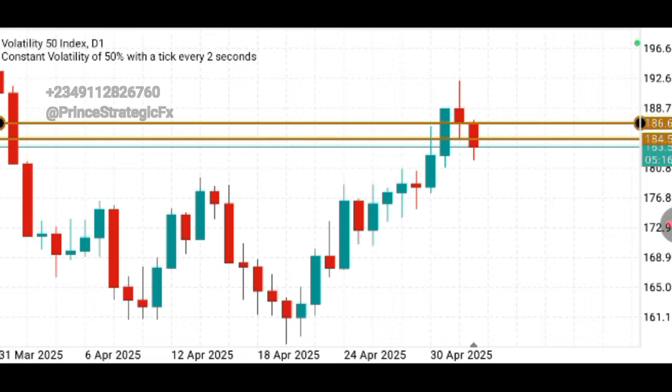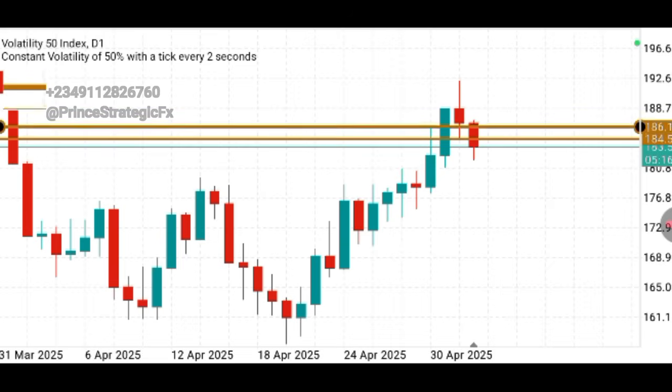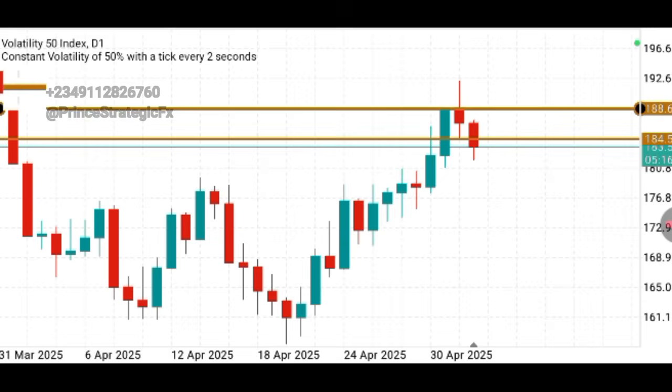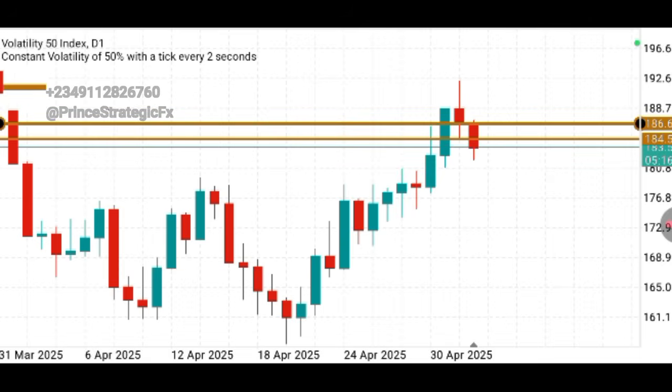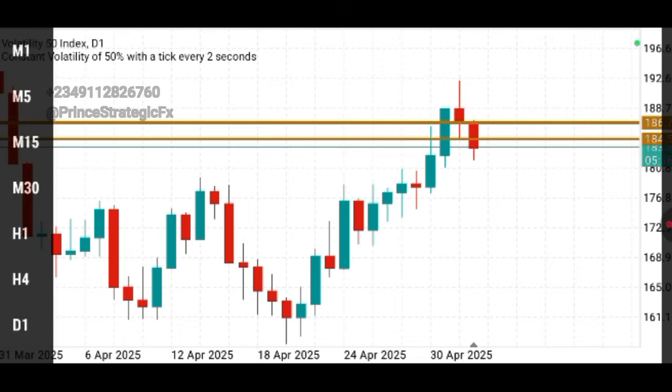Then look for the close of the candle. This is the close of the candle, not here. Here is the open, at the top there is the open. Now here is the close. So that's all. Now head over to H4.